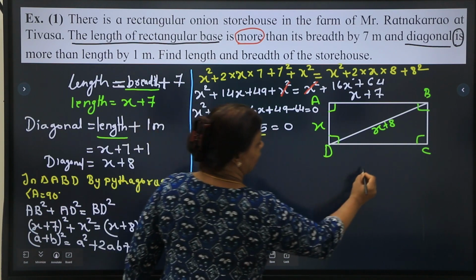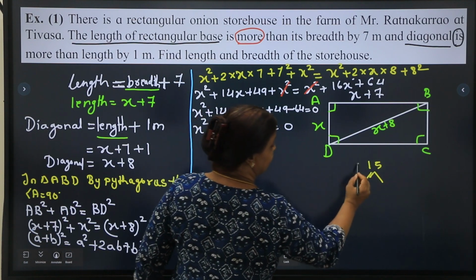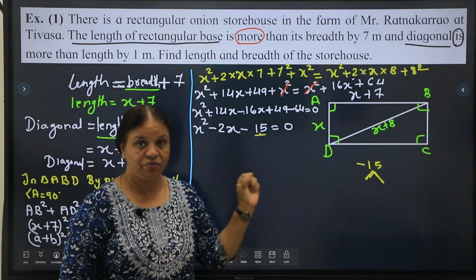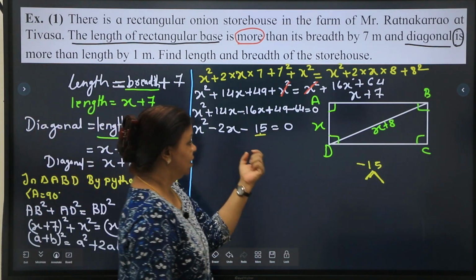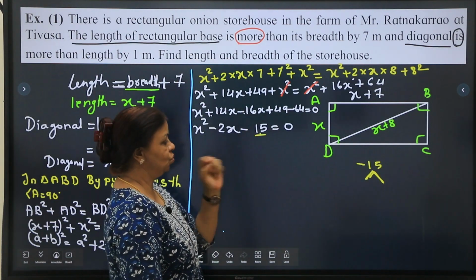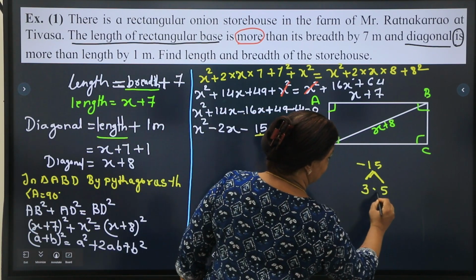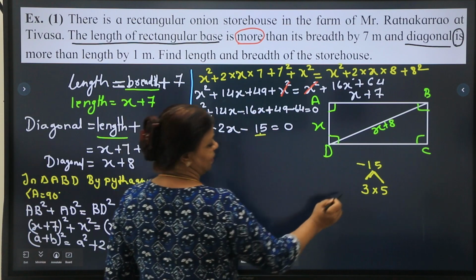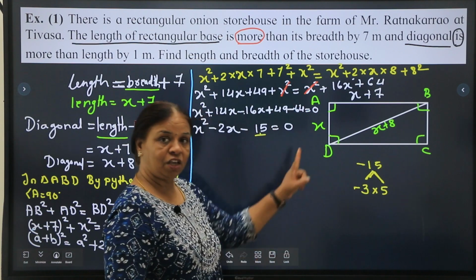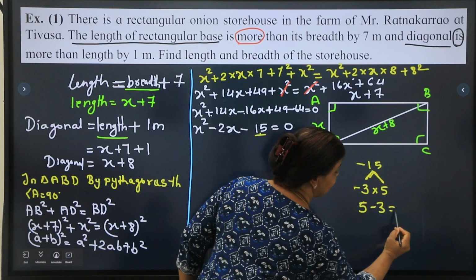This 15, I am going to write it here and I am going to bifurcate it. I will be trying to bifurcate 15 in such a way that when I multiply them I get minus 15 and when I add or subtract I get minus 2. So, 3 5s are 15, okay. 3 into 5 will give me 15, but 1 should be minus. Let me take this minus, okay. See, minus 3 into 5 will give me minus 15, but 5 minus 3 will give me plus 2.